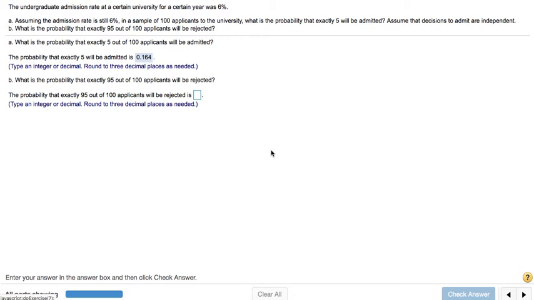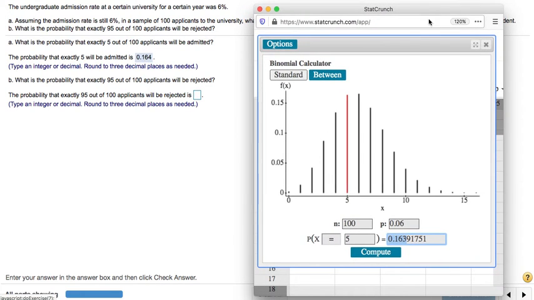For part B, it says, what is the probability that exactly 95 out of the 100 applicants will be rejected? So it's a different thing that they're asking for here. Up here this is admitted, 5 of the 100. Down here we're saying rejected, so obviously not admitted, but we're talking about the remaining 95 that we didn't consider up here. It stands to reason that this should be the same answer. It should also be 0.164. Let's verify this by going back into StatCrunch.